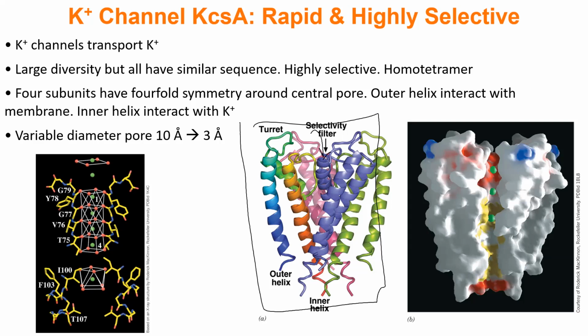And the way that we make sure only potassium is transported through this pore is that the pore itself changes diameter, right? It goes from 10 angstroms all the way to 3 angstroms. And the idea with that is at the top, we have the 10 angstroms. That's because our potassium is going to have a bunch of water molecules around it.